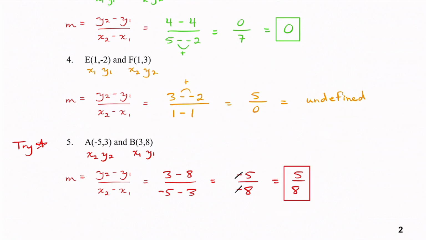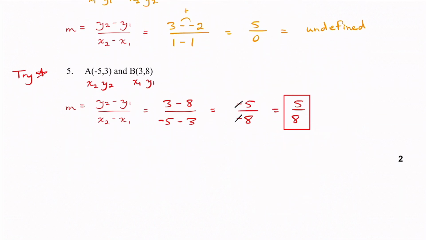So that was our last practice question. I'm just going to put up our textbook questions here now at the bottom. So it's page 325, and we're doing numbers 1 to 3.